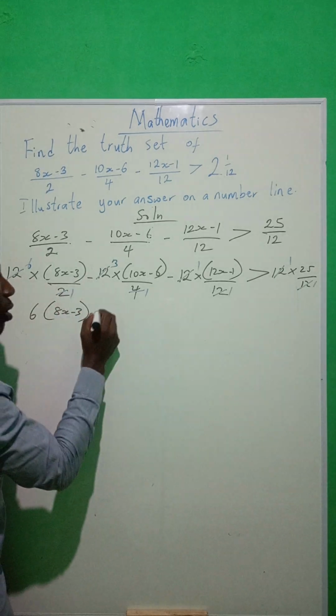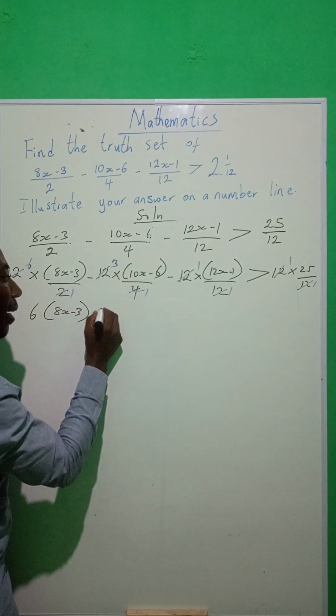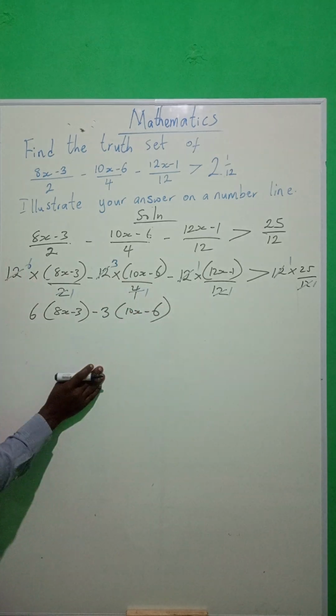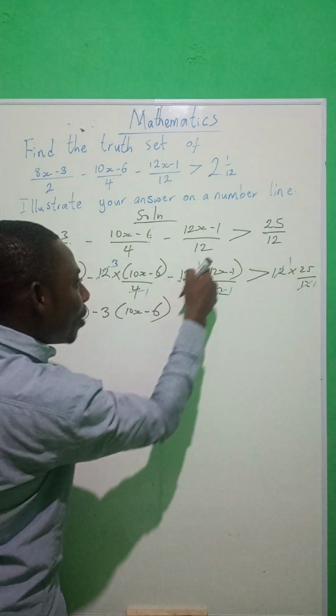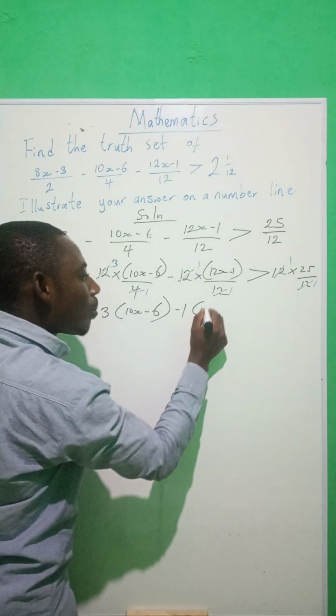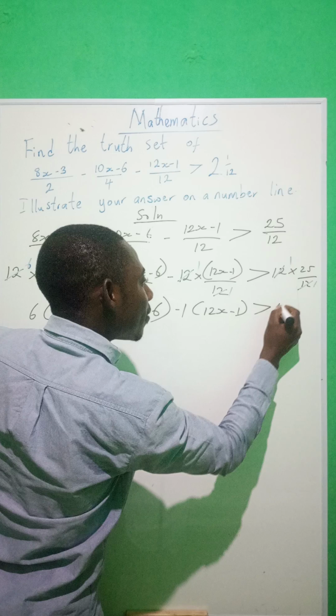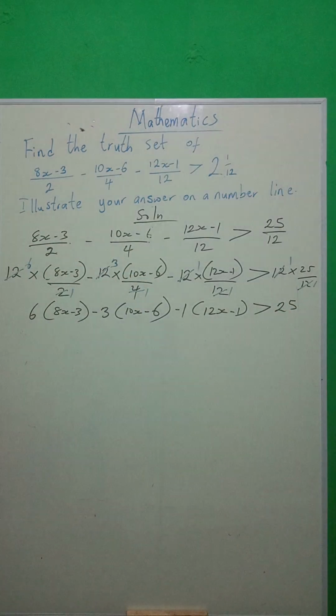Then this minus 2, minus here, so it's now 3, also multiplying 10x minus 6. Then minus 1, also multiplying 12x minus 1, greater than 1 times 25, still giving us 25. Are you with me?